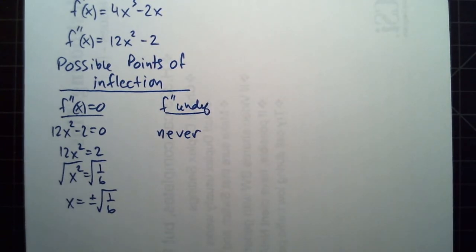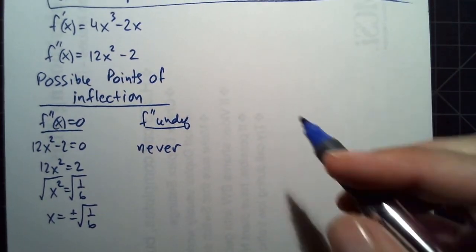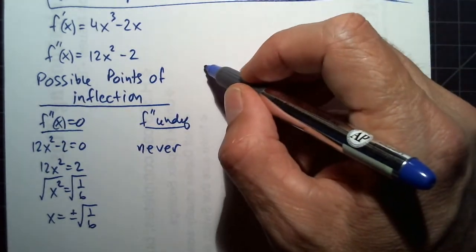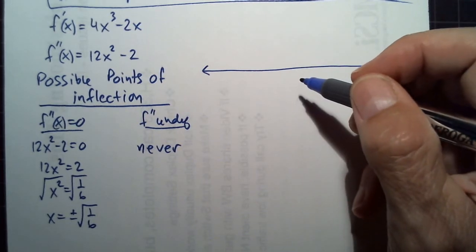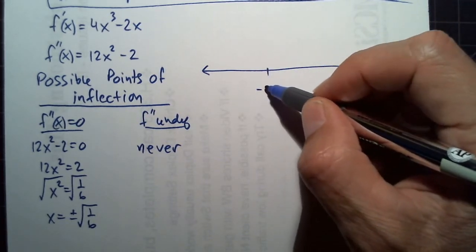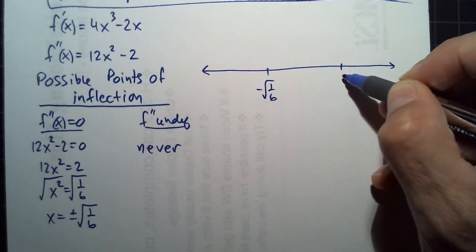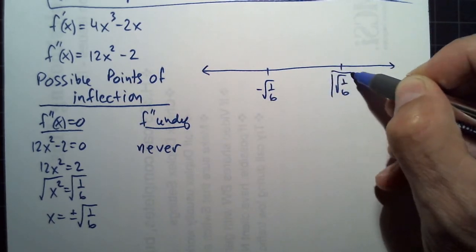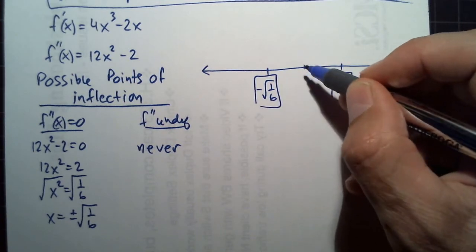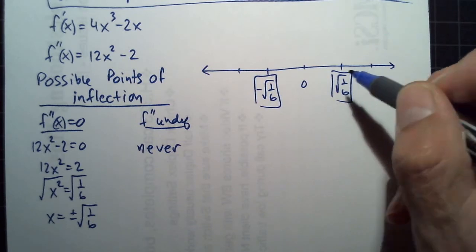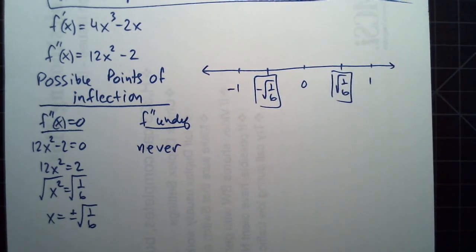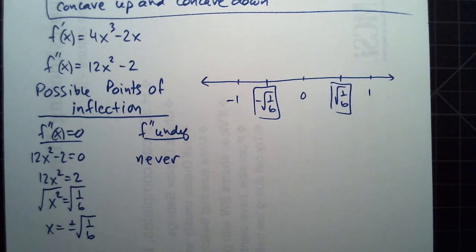Now let's look at testing the possible points of inflection to see if there's a point of inflection. We have the negative radical 1/6 and positive radical 1/6. These are the possible points of inflection. Then we have to test around them. Let's choose 0, 1, and negative 1. We want to know what the signs of the second derivative are.